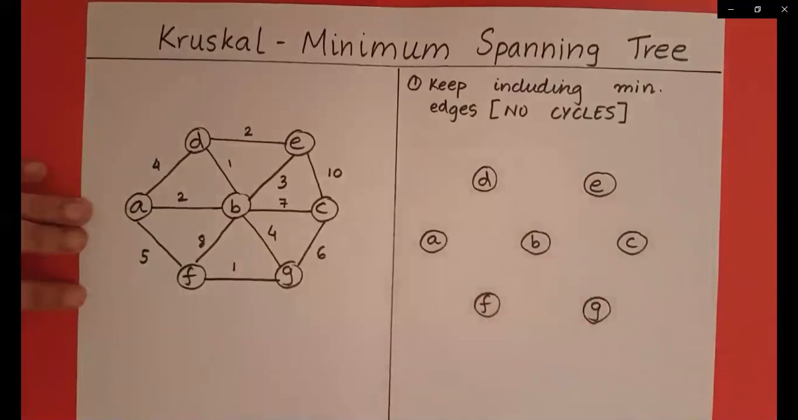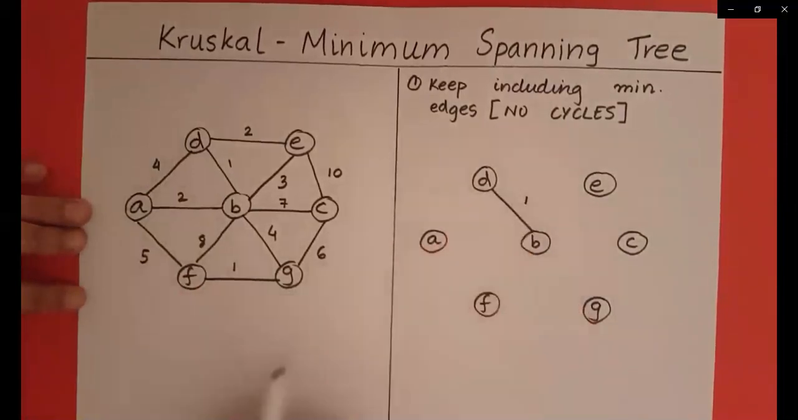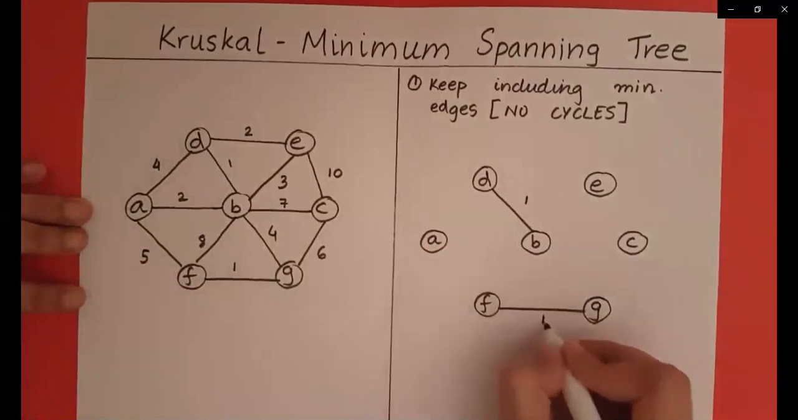So here we have taken all the vertices. Now, if you see, the least one is given as 1. So when there becomes a tie, the tie has to be broken arbitrarily. So you will be choosing B and D. Next we will be choosing F and G.